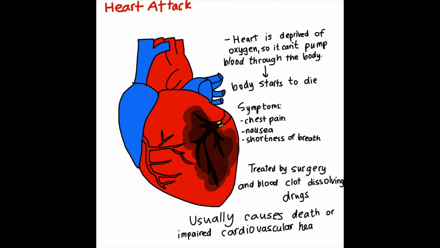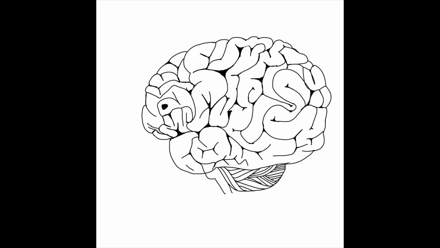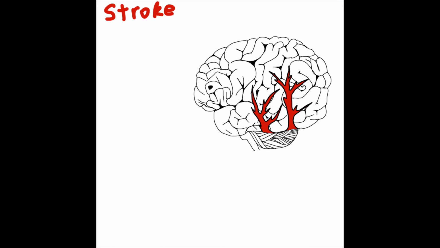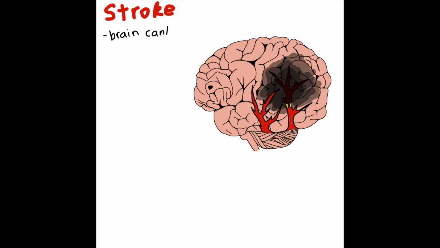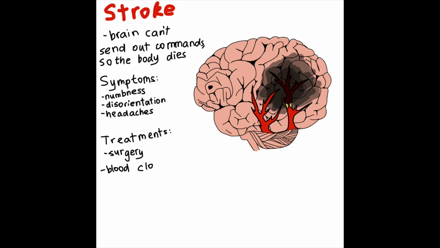Stroke is a lot like heart attack, but has to do with blood vessels in the brain. When a blood vessel delivering oxygen to the brain is blocked, the brain can't receive oxygen and can't perform its function to send out commands on what the body needs to do. This also causes the body to die if not treated immediately. Some symptoms of stroke are numbness, disorientation, and headaches. Treatments for stroke are also surgery and blood clot dissolving drugs, similar to the treatments for a heart attack.